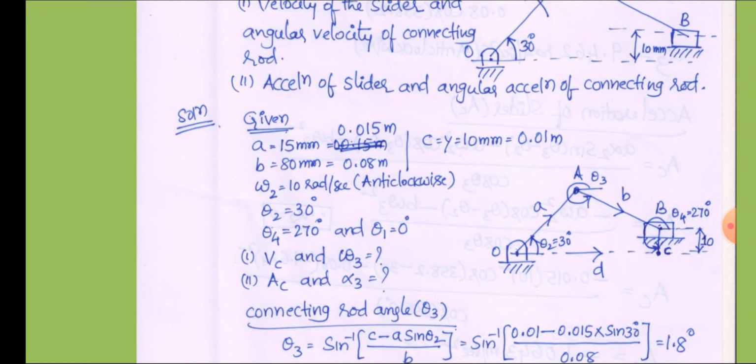Now find the velocity of the slider, that is Vc, and angular velocity of the connecting rod, that is omega 3, which is first bit. Second bit is acceleration of slider, that is A suffix c, and angular acceleration of connecting rod, that is alpha 3. So now what you have to do, you have to refer the case 1 of offset slider crank mechanism. First, the formula.